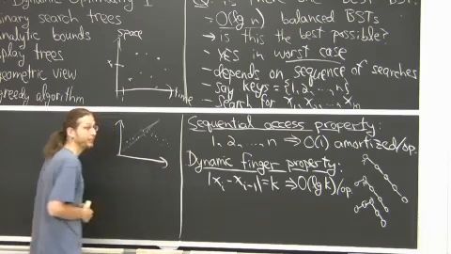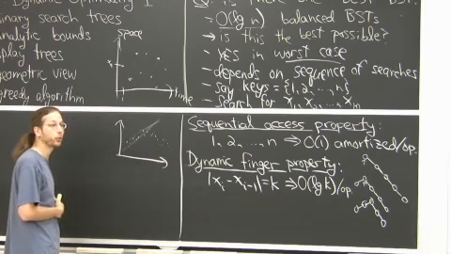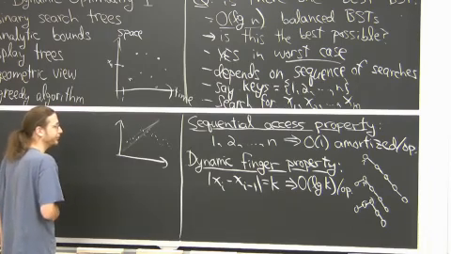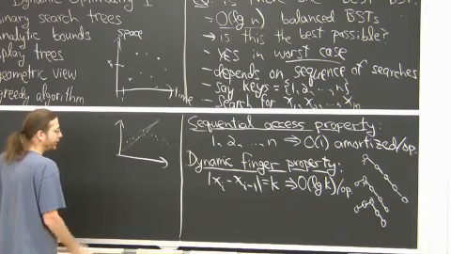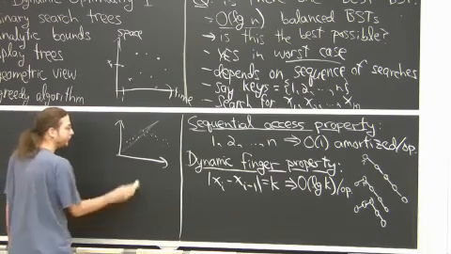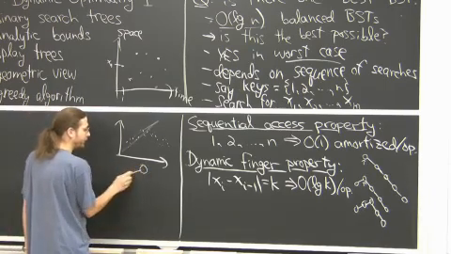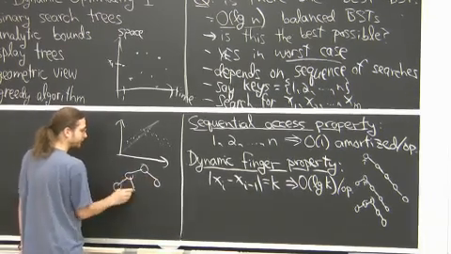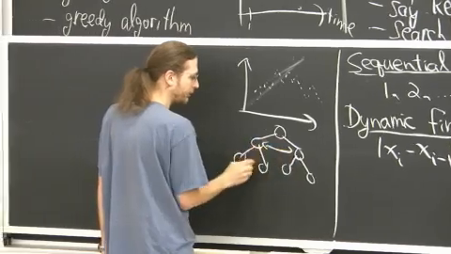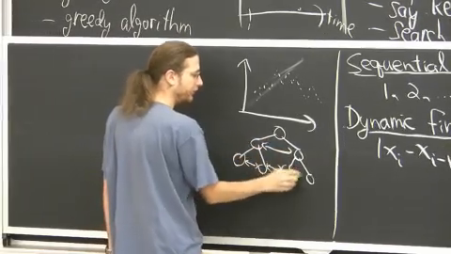Dynamic finger property can be achieved by a binary search tree, but it's quite difficult, as you might imagine. Or it's difficult, let's say, not necessarily super hard. If you don't need to do it in a binary search tree model, an easy way to do it is with what's called a level linked tree. A level linked tree looks like this, and I add pointers between adjacent nodes in the same level.